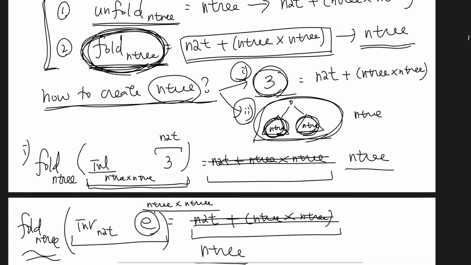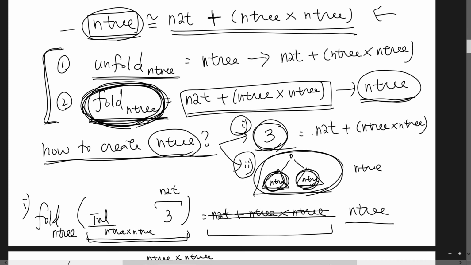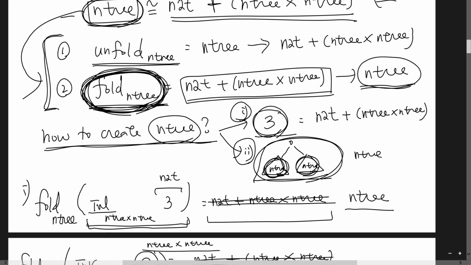So we have seen how to exploit this fold function in order to create values of this recursive type. Remember that when you declare this recursive type in your source code, the type system automatically creates these two functions for you. And we have just seen how to use this fold function. Now, let's see how we can use this unfold function.